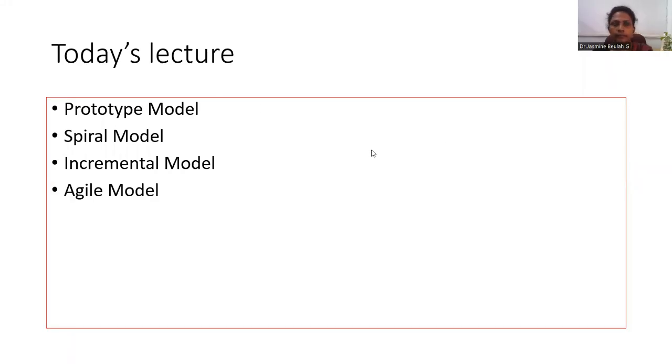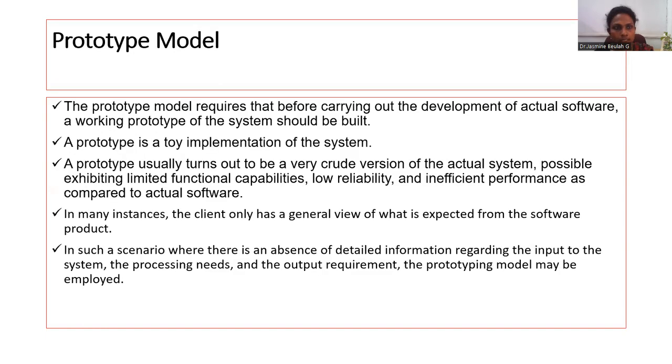In today's lecture, we will be talking about the prototype model, spiral model, incremental model, and the agile model of the software development lifecycle models. The first model is the prototype model. The prototype model requires that, before you try to build the actual software system, a working prototype of the system has to be built. So that's called the prototype model.